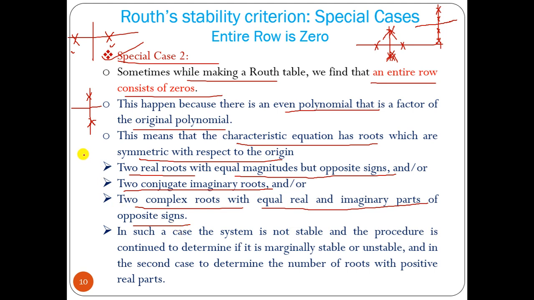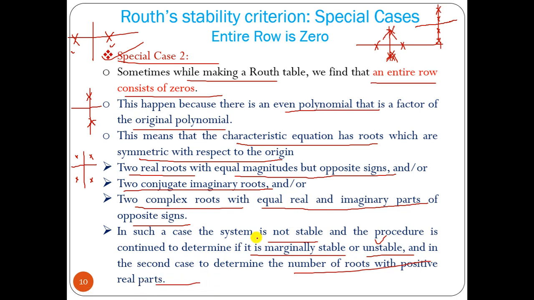Okay, that means we can have roots like this. At that time the system becomes unstable. In such a case the system is not stable, and the procedure is to continue to determine if it is marginally stable or unstable. And in the second case, if it is unstable, we have to find out the number of roots in the right half plane of the S plane.